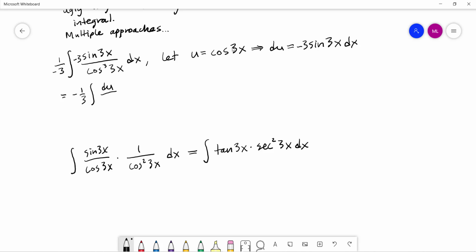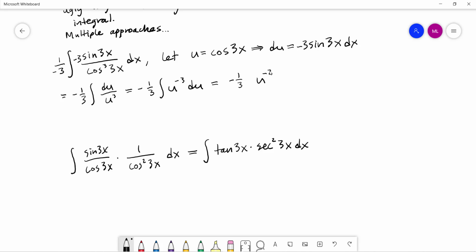but u is equal to cosine of 3x, so on the bottom I simply have u cubed. And so when I integrate this, you can think of this as simply being u to the -3rd power. So I've got -1/3 times the integral of u to the -3 power du. The power will increase by 1 when we integrate, so it'll go from u to the -3rd power to u to the -2nd power. So we'll get, still got my -1/3 out in front, u to the -2nd power.